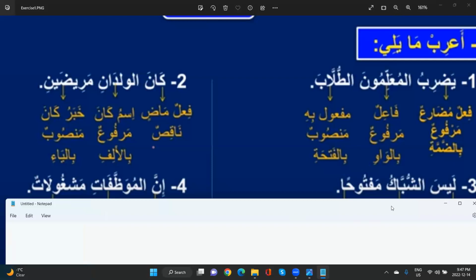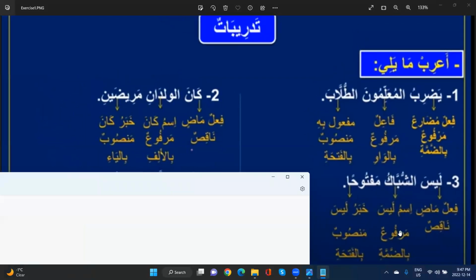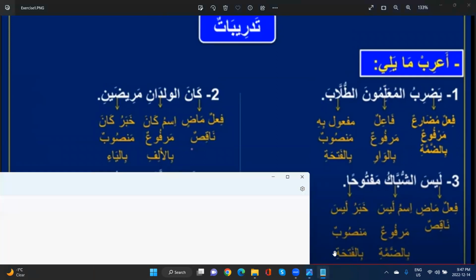Okay, so let's see. It is fi'l madi, ismu laysa marfu', and khabru laysa, because of this, bil fatha. Because there is a fatha and maftuhan is male, there is an extra alif here, because in the male category, the nasab has the extra alif.